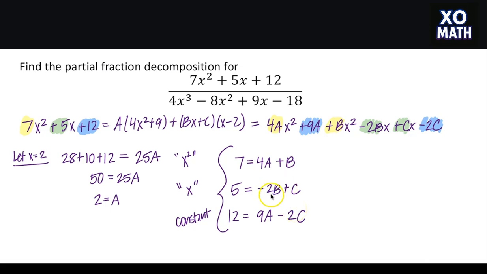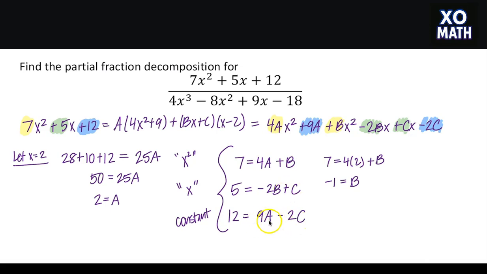But I don't have 3 unknowns. I was able to find a is equal to 2. So now I can substitute 2 into a and solve for b on this top equation. So what are we going to get? 7 is equal to 4 times 2 plus b. 4 times 2 is 8. If I subtract the 8 to the other side, I get b is equal to negative 1.